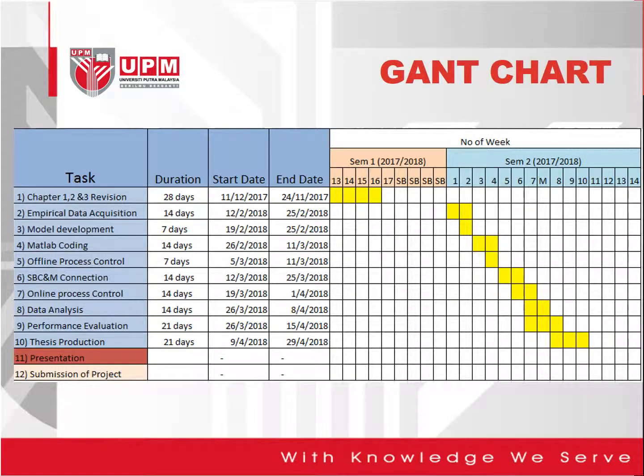This is the Gantt chart. I have planned from week 13 this semester until week 10 of the next semester. By the end of this semester, I expect to be able to come out with chapter 1, 2, 3 revision. Starting from next semester, I will start doing the empirical data acquisition and then model development, MATLAB coding, applying process control, and the connection between the Arduino Uno and the process equipment, then online process control, data analysis, and performance evaluation, and at the end, the thesis production.